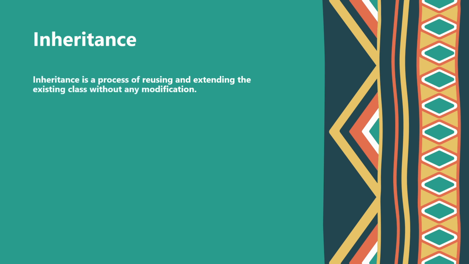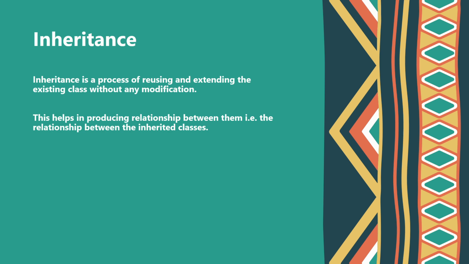Inheritance is a process of reusing and extending the same existing class without any modification, and inheritance also helps in producing a relationship between itself and the inherited classes. So basically, if I have to explain it in a very simple way, there will be a main class and the derived class will have some properties of the base class. It means that you have inherited the properties from the base class and are using them in the derived classes which you have derived. That is known as inheritance.